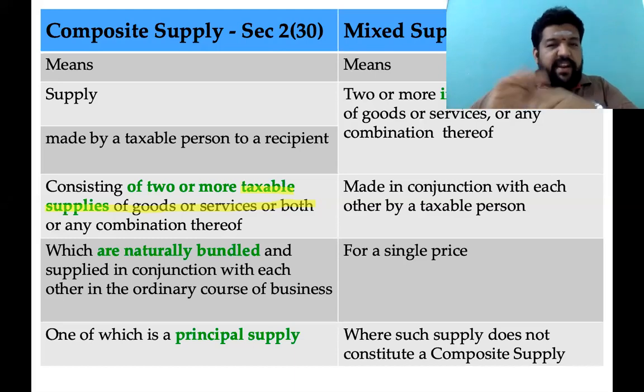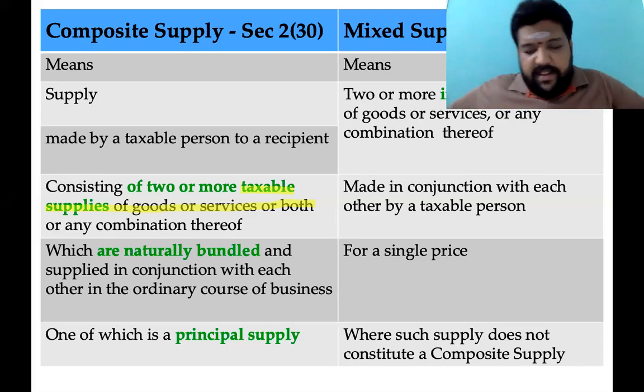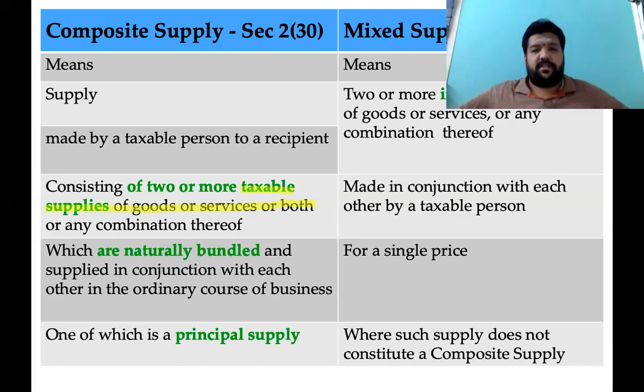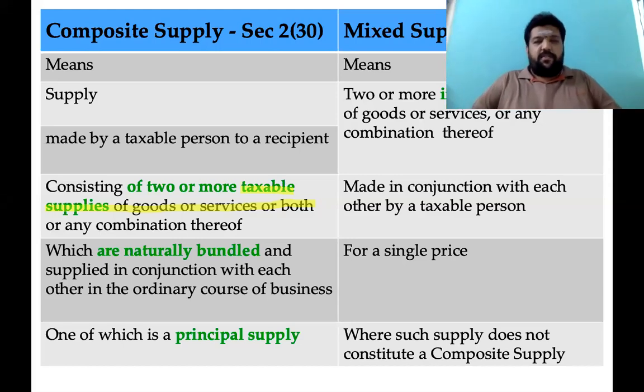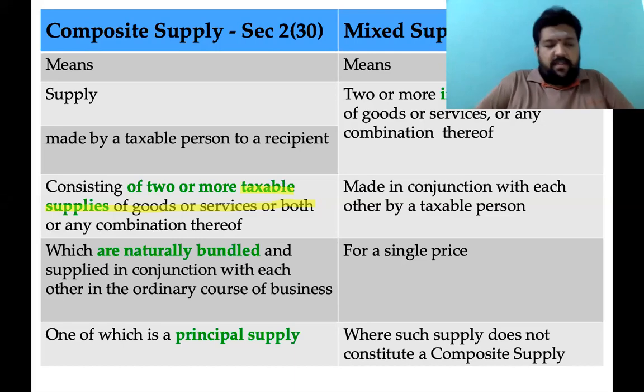Now, what this trader does is, he transports the rice to the concerned person, for which he collects transportation charges. Very interesting to note. 10,000 rupees is the cost of rice. 500 rupees is the transportation charges collected by the supplier.